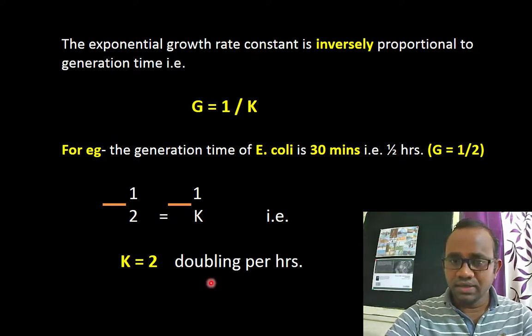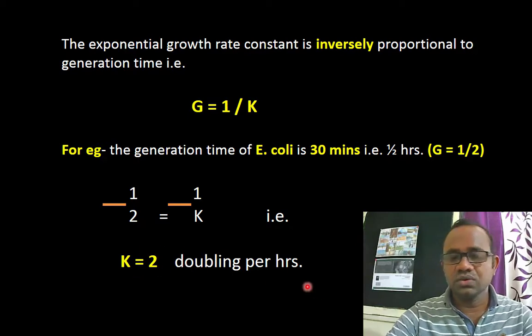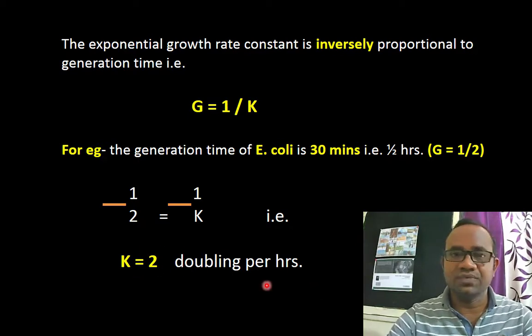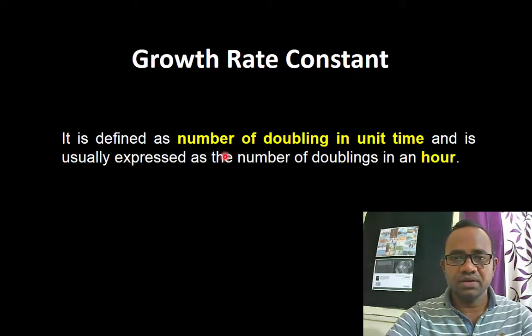This means a single bacterium of E. coli in 30 minutes gets doubled here. So the growth rate constant will give you the idea at what time the bacteria become double or undergo replication. So this is actually the growth rate constant by which the number of doublings of a bacteria in a particular time can be calculated.